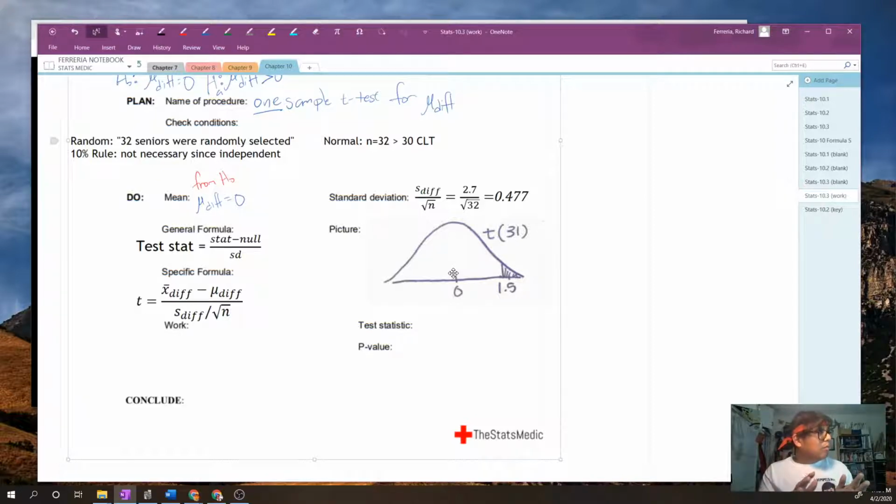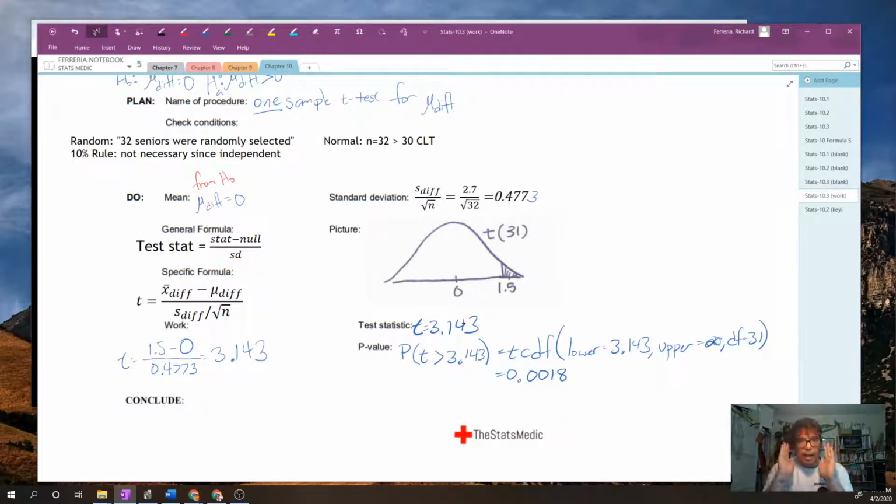All right, so now that we have all of those in place, all we have to do is substitute all the numbers into the specific formula, calculate the test statistic, and then calculate the p-value from there. There we go. T is equal to 1.5 minus 0 over 0.4773. I calculated that last digit just to save myself a little bit of sanity. The test statistic, therefore, is 3.143.